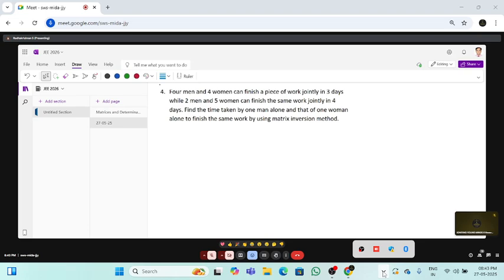So for 1 by x, we will take a is equal to 1 by x and b is equal to 1 by y. Then by substituting, 12a plus 12b is equal to 1 and 8a plus 20b is equal to 1. These are two equations. So by matrix inverse method, we can easily do it. Okay. Very good. So I'm also going to do the same thing, but slightly differently.